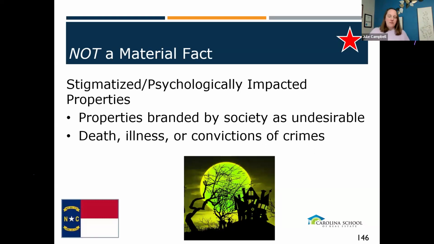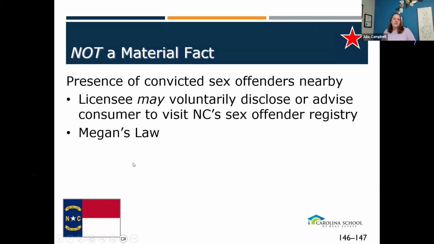Another thing that's not a material fact in North Carolina is the presence of convicted sex offenders nearby. Now, I know this may bump on your moral compass a little bit, but let's talk this through. First off, it specifically says convicted sex offenders, meaning they've been caught and charged. Not all sex offenders have been caught yet. Not all sex offenders have been charged yet. Specifically, what this addresses is convicted.